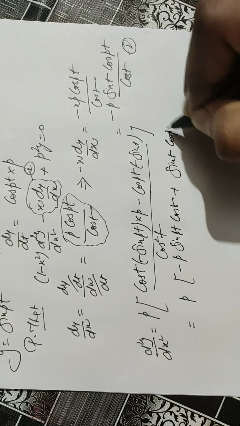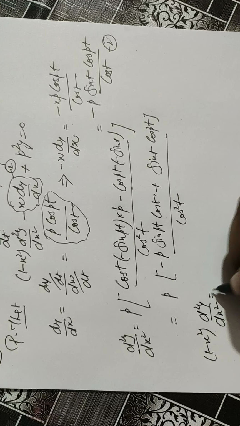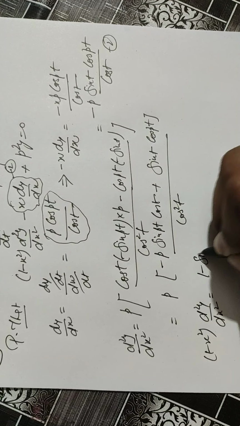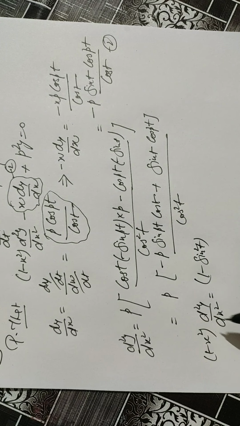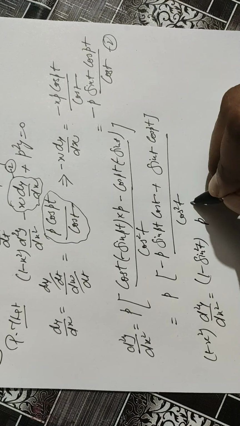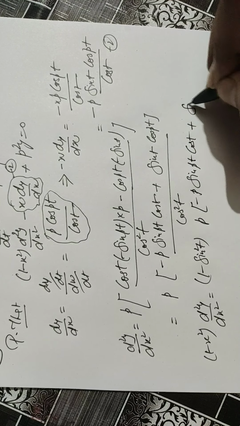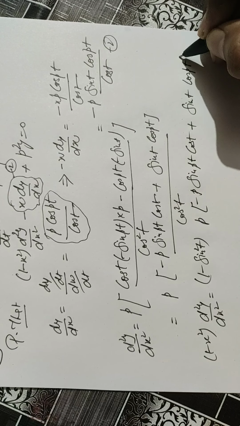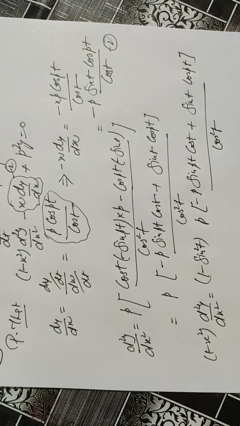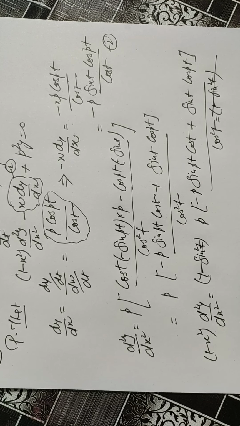t. Here we require 1 minus x square, 1 minus x square with the second derivative. 1 minus x square means 1 minus sine square, because the value of x is sine t. Multiply by this: minus p sine pt cos t plus sine t cos of pt divided by cos square t. As you know, cos square theta can be written as 1 minus sin square theta. So this cancels out this one. So overall we are getting the value of 1 minus x square with the second derivative.